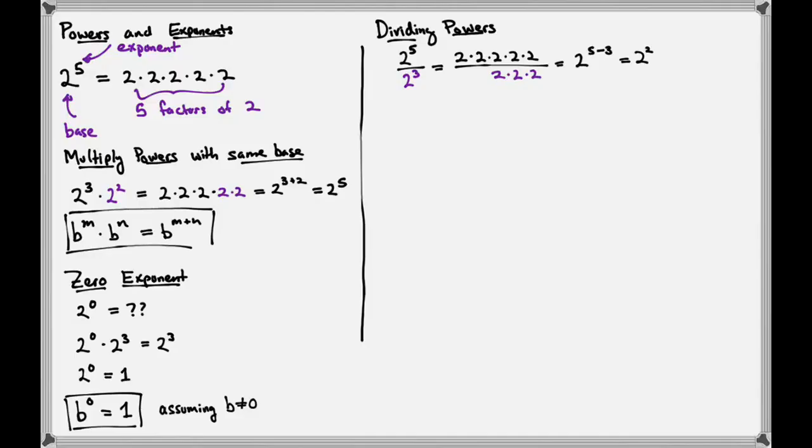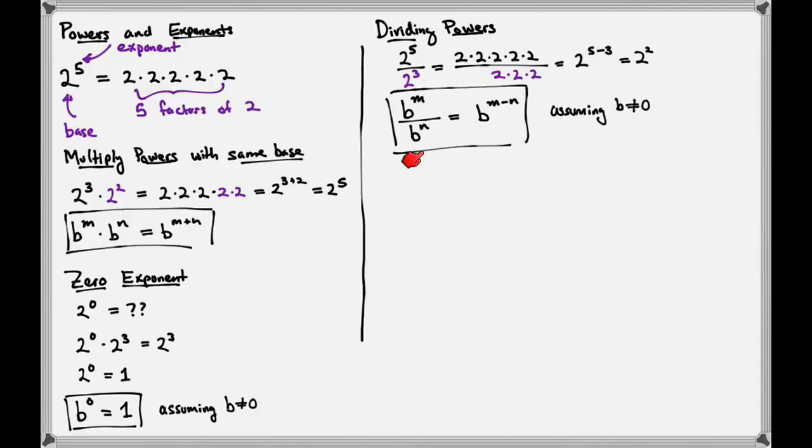So the general rule here is if I'm dividing powers with the same base, b to the m over b to the n, I should subtract the exponents, b to the m minus n. Again, here I'm assuming that b is non-zero, and especially here I'd be dividing by something that would potentially be 0 otherwise.